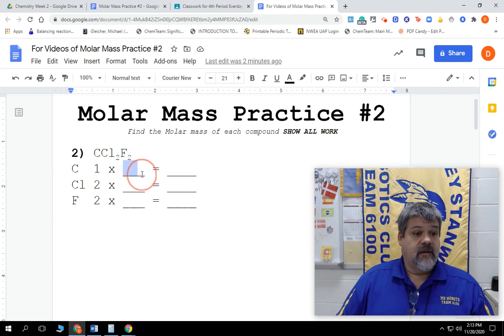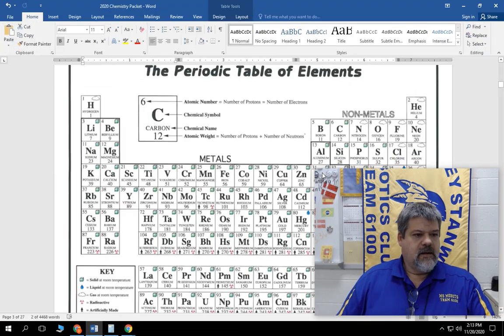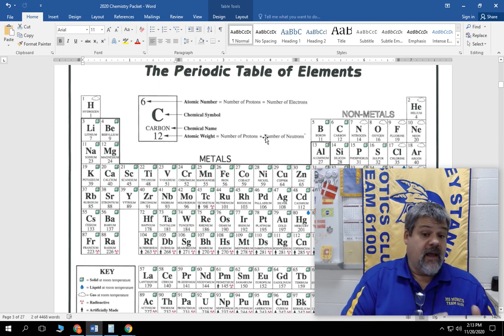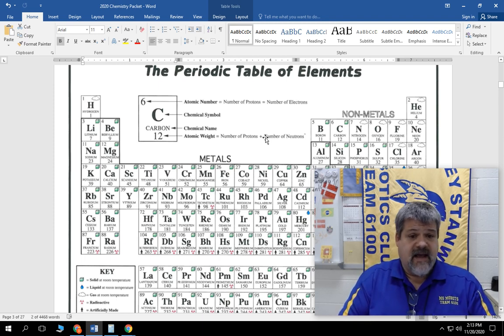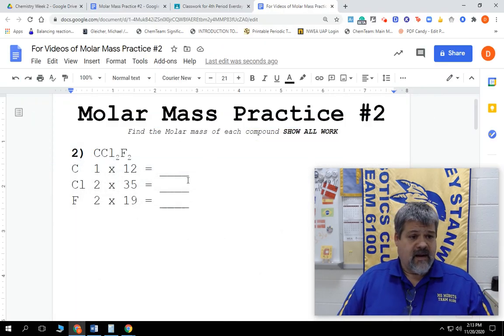So we have 12 here, 35, and 19. Let's go back and double check those again. So we have carbon 12, fluorine 19, chlorine 35. Again, it's the larger number in the box that is the atomic weight, which is also the molar mass for that particular element, unless it's diatomic, and then it would be double that because we have to have 2.